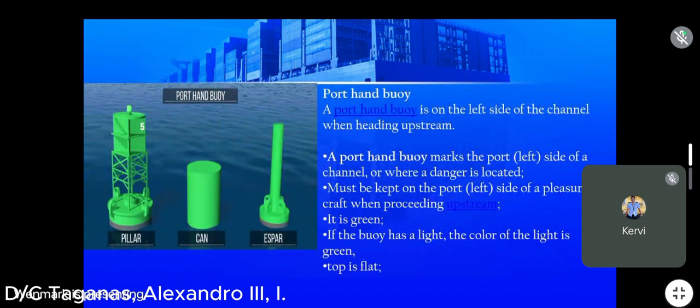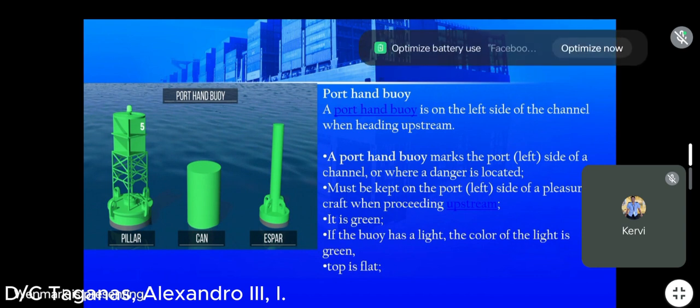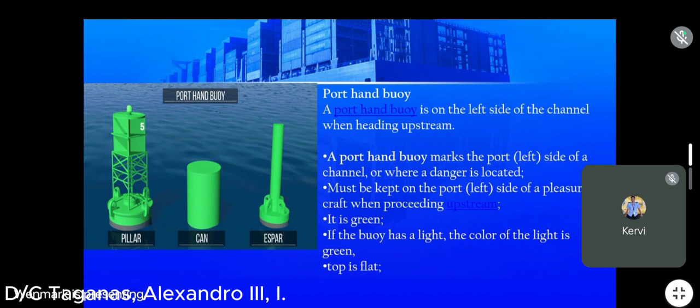Port hand buoy. A port hand buoy is on the left side of the channel when heading upstream. A port hand buoy marks the port or left side of a channel or where a danger is located. It must be kept on the port left side of a pleasure craft when proceeding upstream. It is colored green. If the buoy has a light, the color of the light is green. The top is flat.